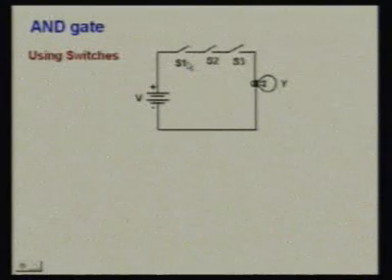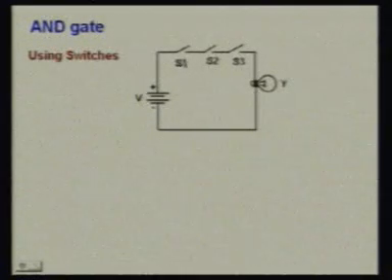Again we will say that if switches are open, it is recognized as a 0 state. If switches are closed, it is recognized as a 1 state. Similarly, if the bulb is glowing, then it gives 1 state, and if the bulb doesn't glow, it is in 0 state. So very easily we can recognize that this bulb will glow if all the switches S1, S2 and S3 are in closed state, that is, if they all are in 1 state.